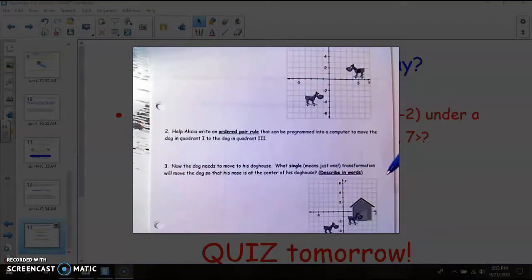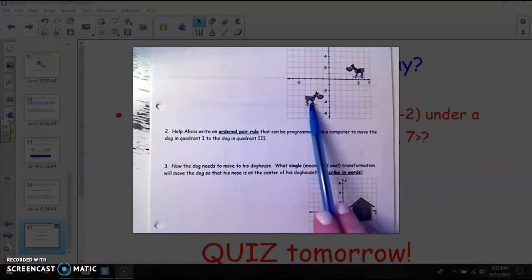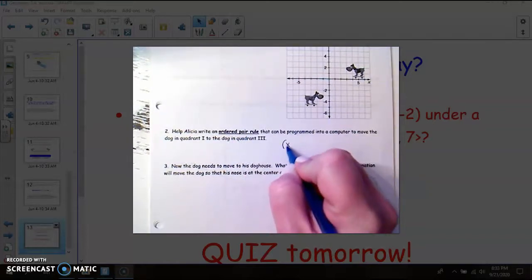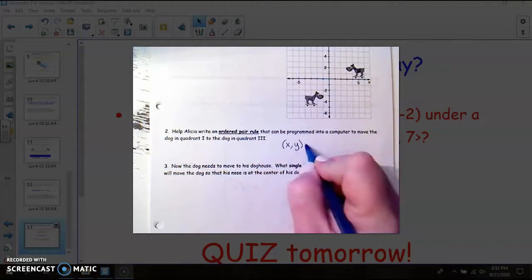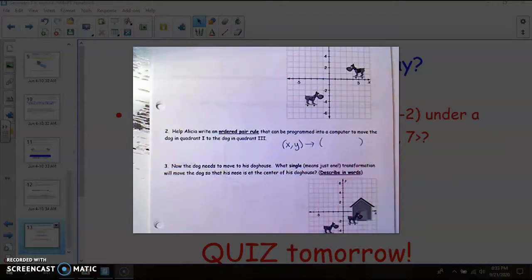Number 2, you're going to write an ordered pair rule. To take what you just described in words from quadrant 1 to quadrant 3, you're now going to write an ordered pair rule. Remember, anytime you see ordered pair rule, you're going to begin with the generic point (x, y), and then an arrow. And then you're going to say, what are you doing to the x, comma, what are you doing to the y?